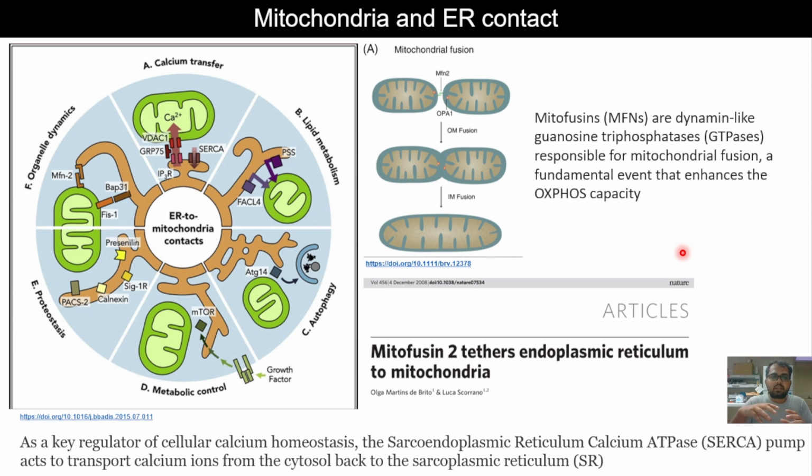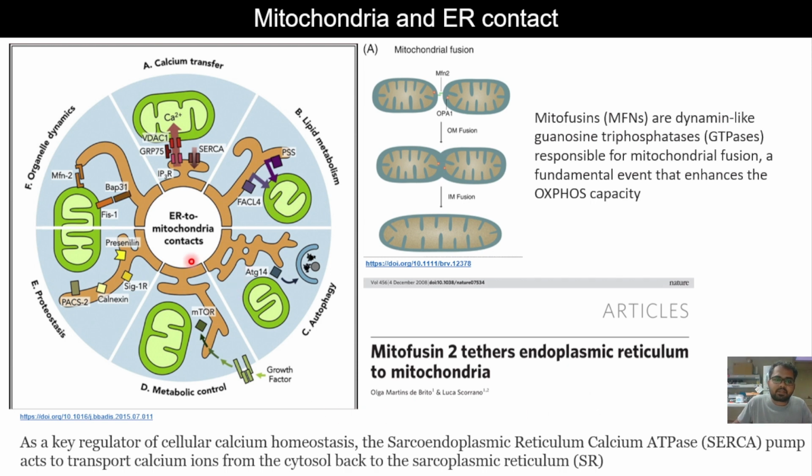It is also reported that MFN2 helps tether the mitochondria to the ER, and they are present on the ER especially. In this paper which came out in 2008, people have shown that these mitofusin 2 are present on the ER, and they interact with the MFN2 or MFN1 which are present on the mitochondria, and they tether the mitochondria to the ER, which facilitates this interaction.